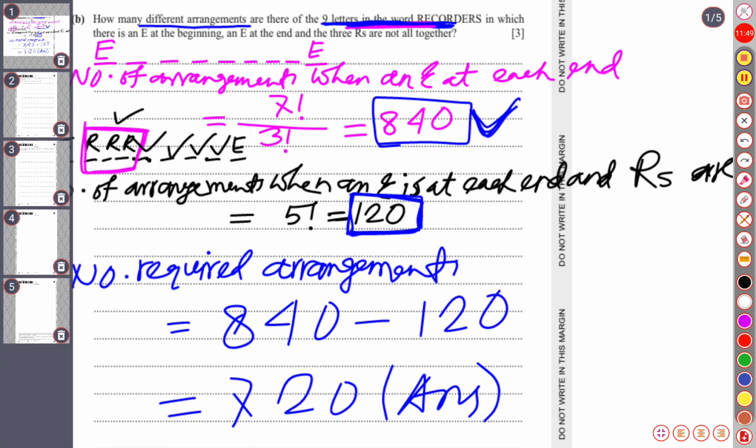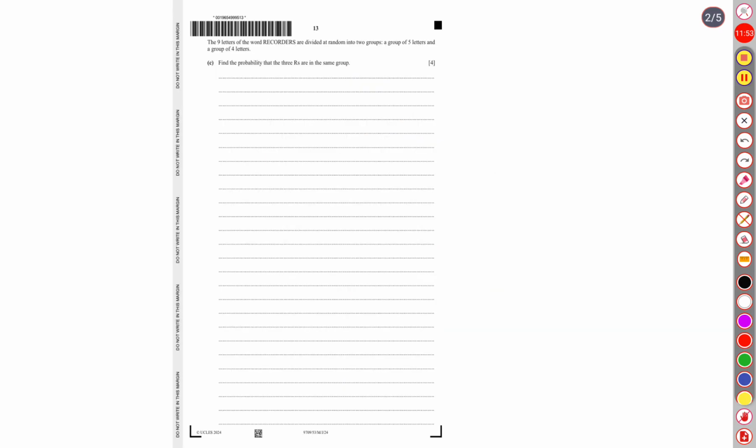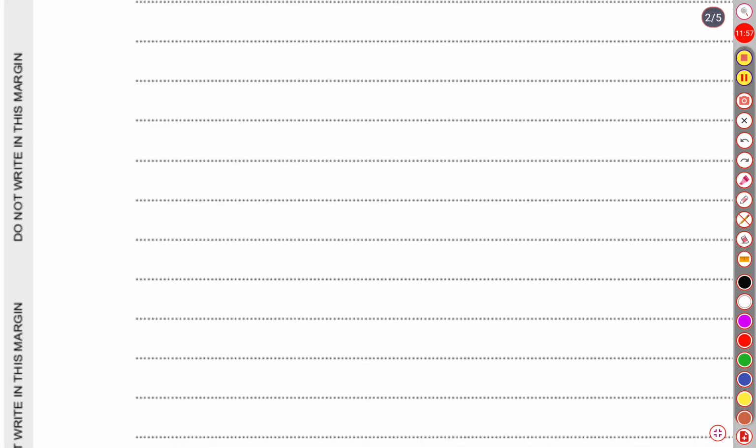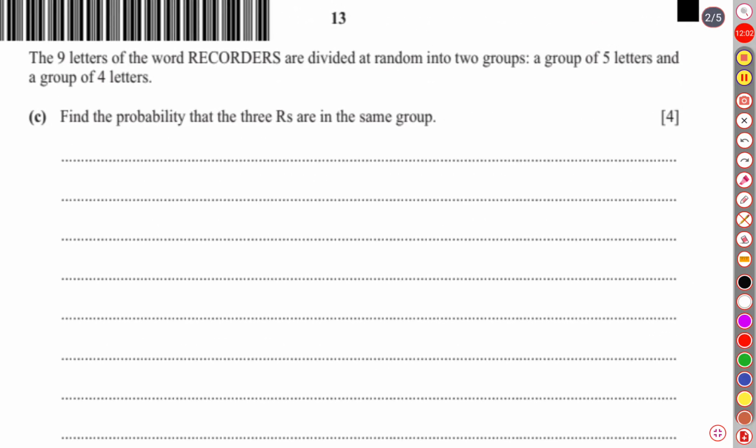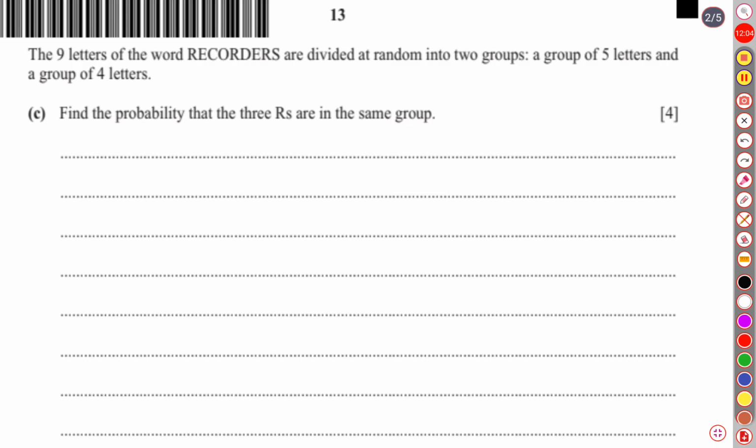Then let's move on to question number C. Question number C says, the 9 letters of the word RECORDERS are divided at random into two groups, a group of 5 letters and a group of 4 letters. Find the probability that the three R's are in the same group.